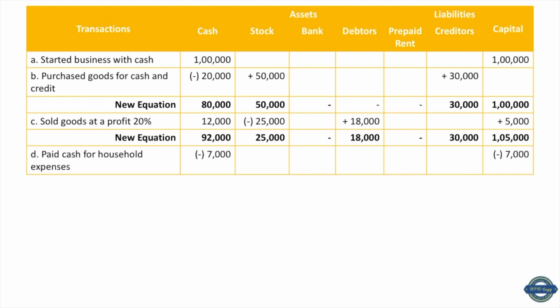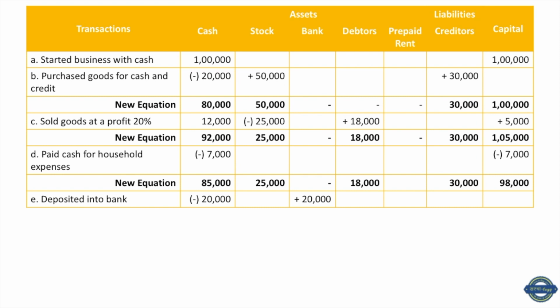Paid cash for household expenses. Household expenses means that this is not a business expense. So cash has been paid for household expense. This means that cash has been taken out, it has been withdrawn from the business, so this will be treated as drawings. So we will deduct rupees 7,000 from cash as well as capital.